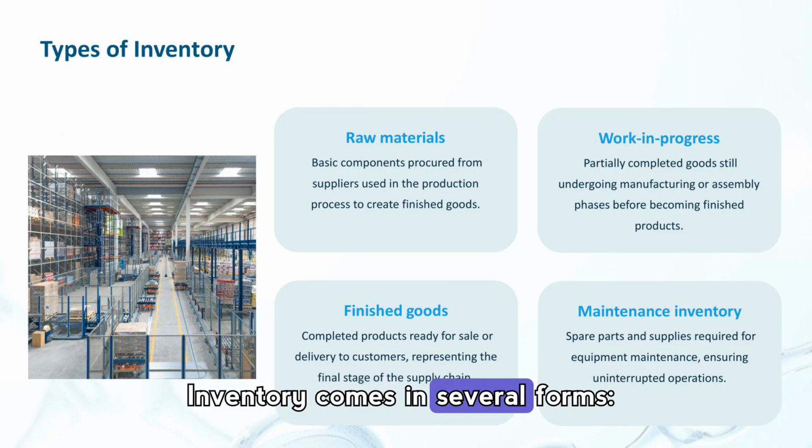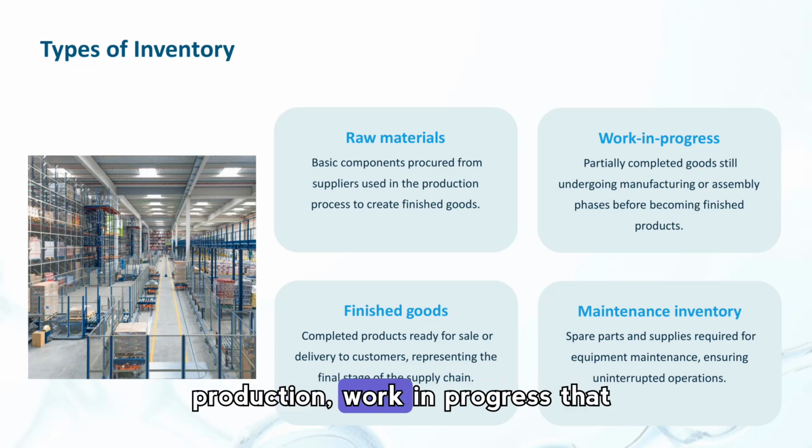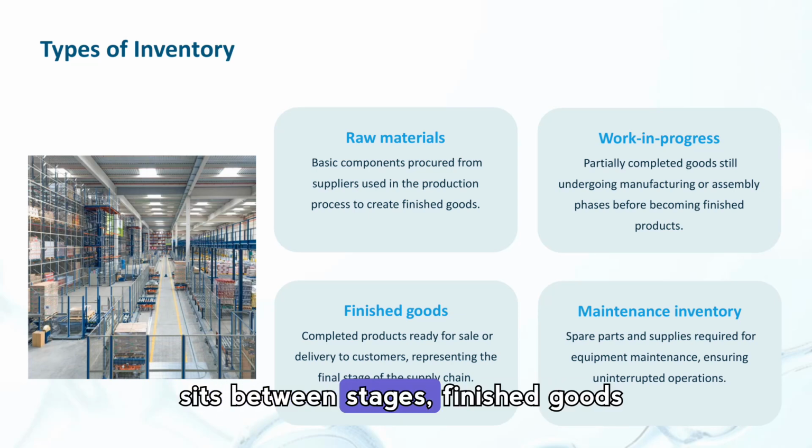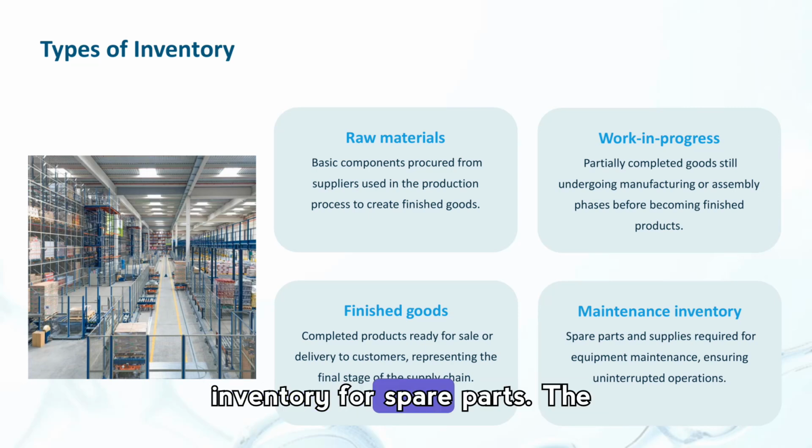Inventory comes in several forms. Raw materials used to begin production, work in progress that sits between stages, finished goods ready for sale, and maintenance inventory for spare parts.